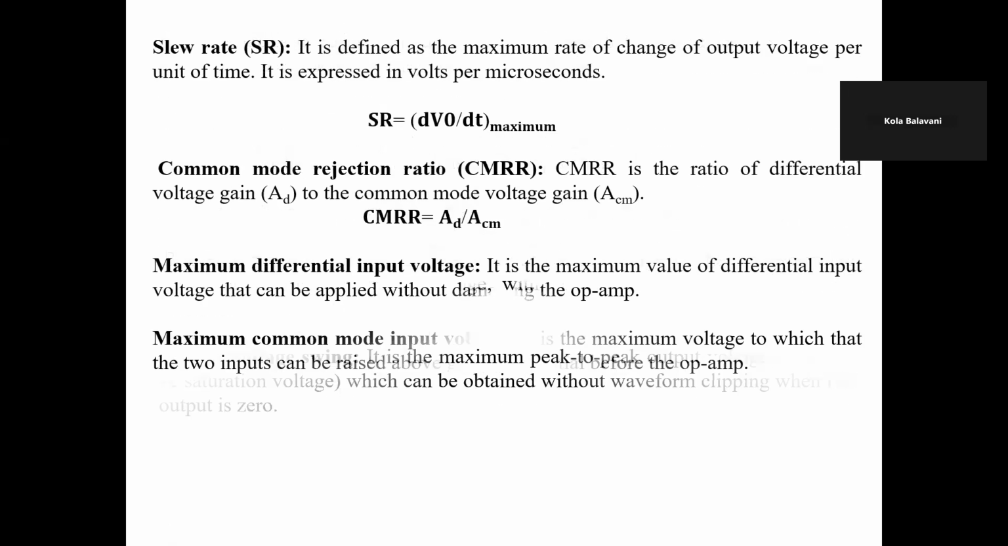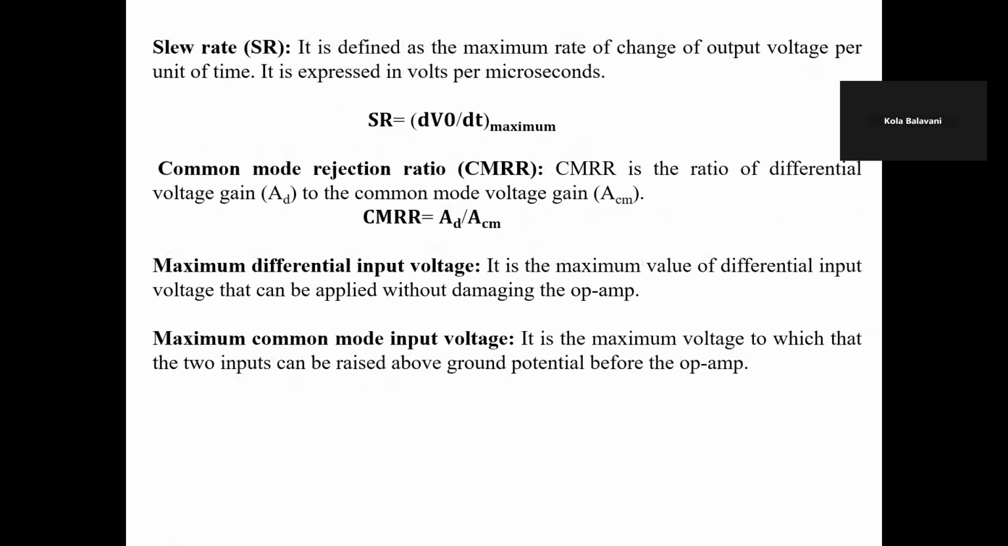So these are also different parameters of the operational amplifiers: slew rate and common mode rejection ratio. Slew rate can be defined as the maximum rate of change of output voltage per unit time. It is expressed as slew rate equals dV0 by dt, and the units are volts per microsecond. Common mode rejection ratio is the ratio of differential mode gain to the common mode gain. So these are the important parameters present in the operational amplifier.